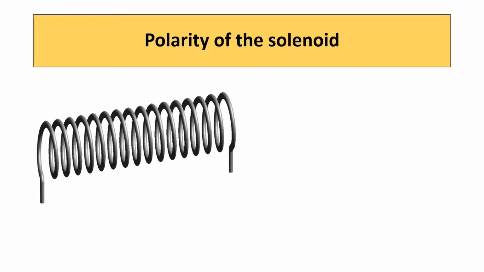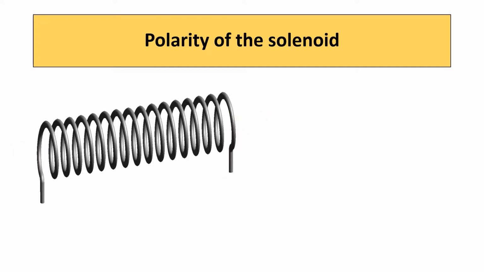Say the positive terminal of the battery is connected at this end and negative terminal of the battery is connected at this end of the coil. When you look at this face of the solenoid, the electric current is flowing in the clockwise direction. If the electric current is flowing in the clockwise direction, that end will be the south pole and the other end will be the north pole.